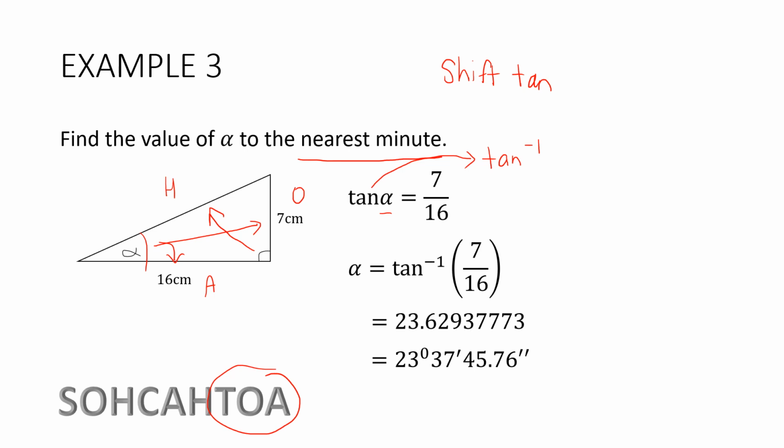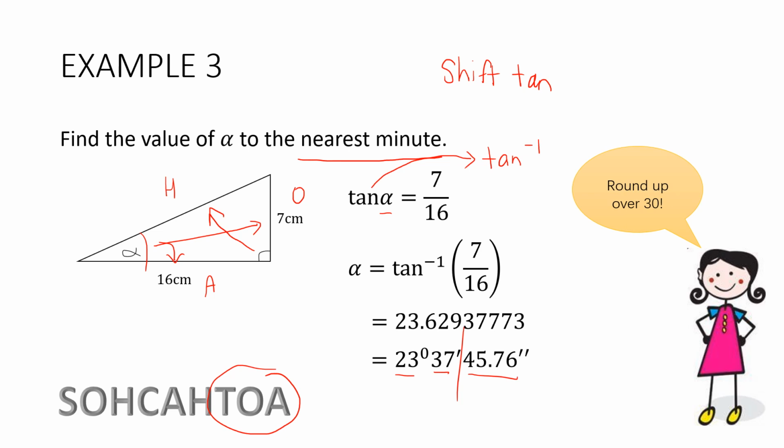Now this is degrees, minutes, seconds, so we want to chop it off here. But here's the thing, because degrees and minutes are out of 60, we're going to round up over 30, and that 45, that's more than 30. So our answer is going to be 23 degrees, 38 minutes.